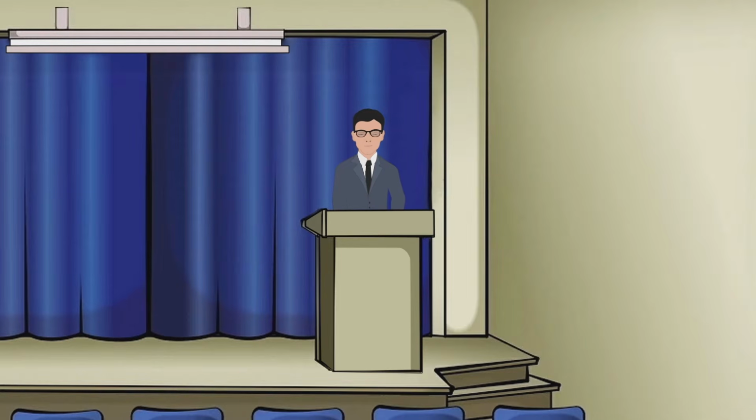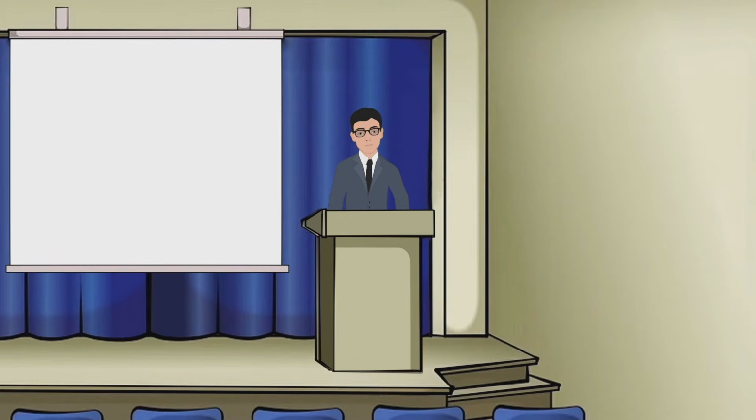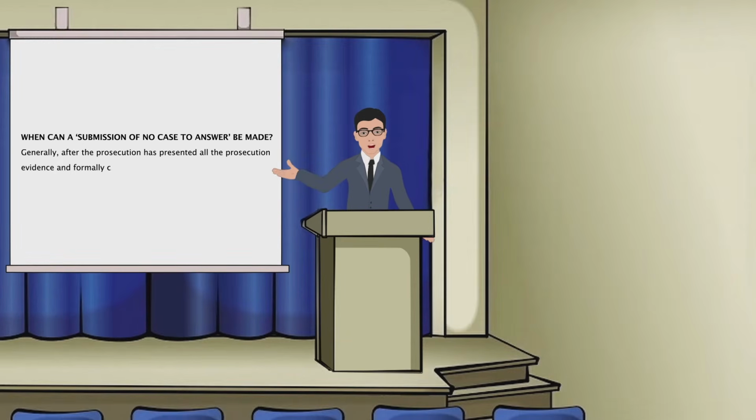In the Crown Court, because the judge is the judge of the law, a submission of no case to answer is made to the judge, in the absence of the jury. So, exactly when can a submission of no case to answer be made? Generally, after the prosecution has presented all the prosecution evidence and formally closed the prosecution case against the accused.